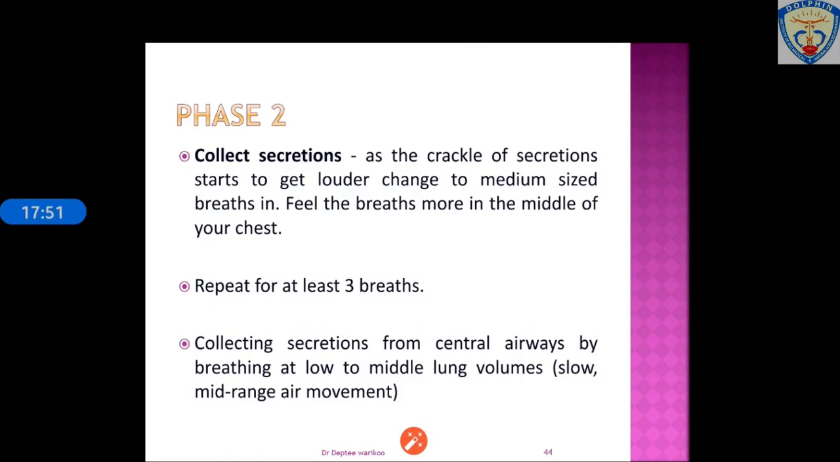Then there is phase 2, that is collect the secretions. As the crackle of secretions starts to get louder, change to medium-sized breaths in. Feel the breath more in the middle of your chest. Repeat for at least 3 breaths. This collects the secretions from central airways by breathing at low to middle lung volumes.